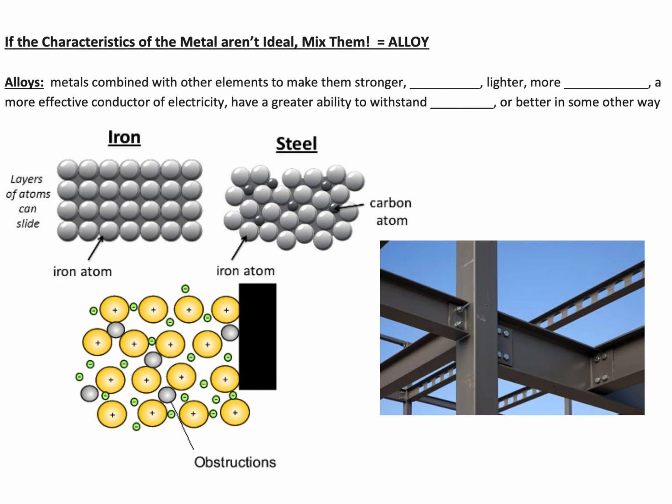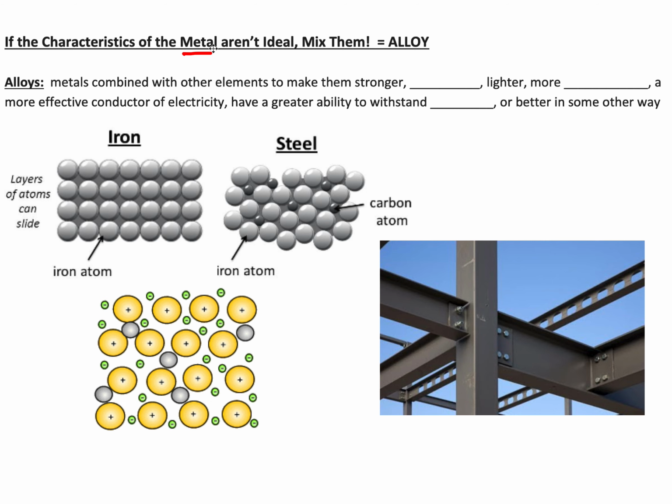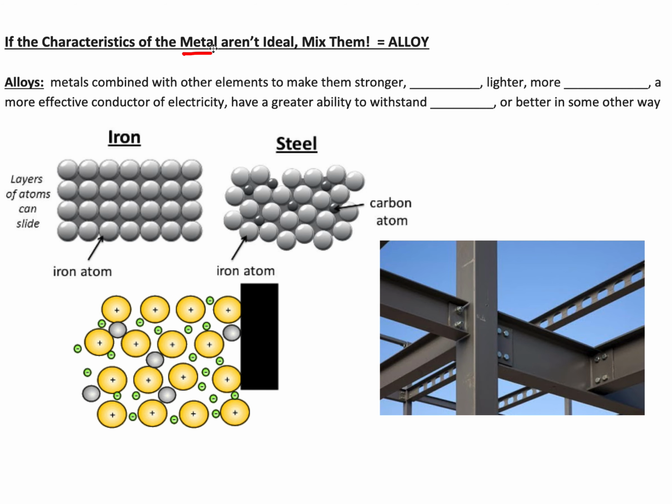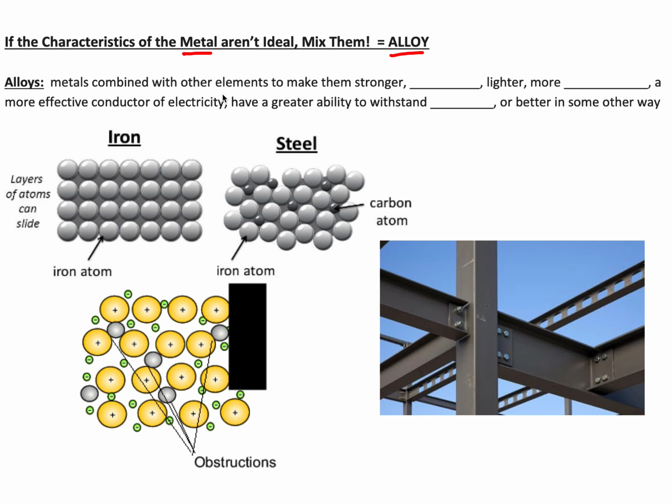All right, last couple little things. There's a lot of cool properties for metals. But if the characteristics aren't perfect, metals can be mixed together. We talked about alloys earlier this year. Alloys are solid mixtures of metals. And sometimes some nonmetals can make their way in there, like carbon.